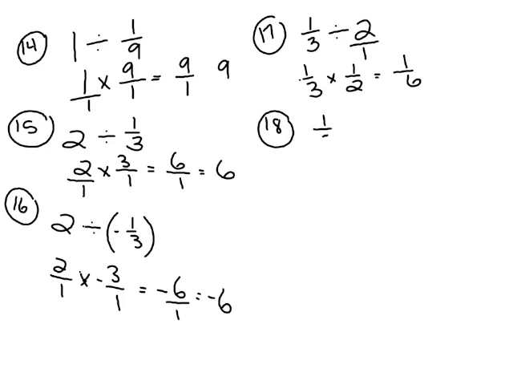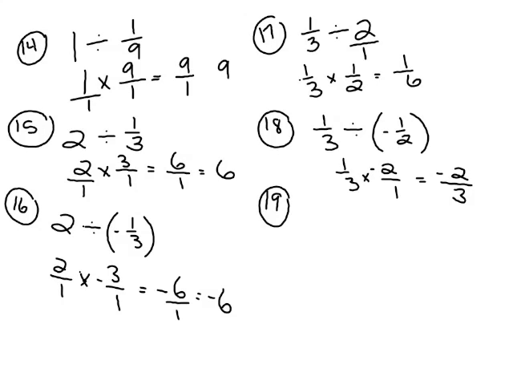Problem 18, 1/3 divided by a -1/2. What should I do? Flip it over. 1/3 times 2 over 1, negative. Multiply straight across. -2 over 3. Will that simplify? Nope.